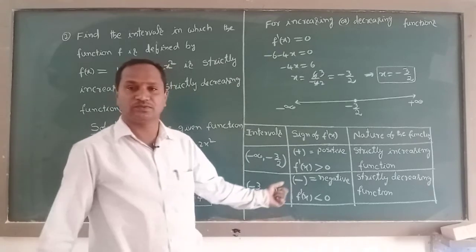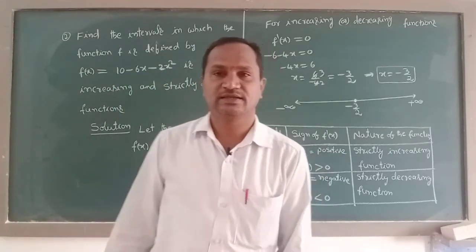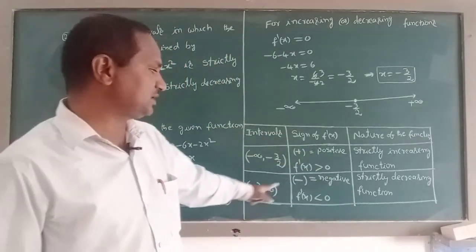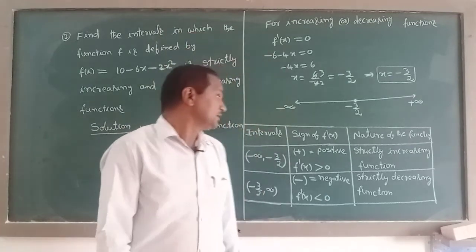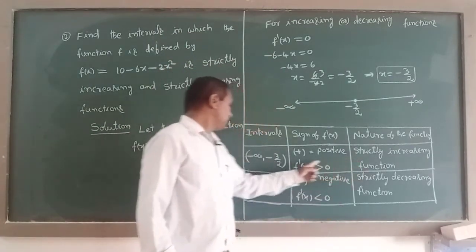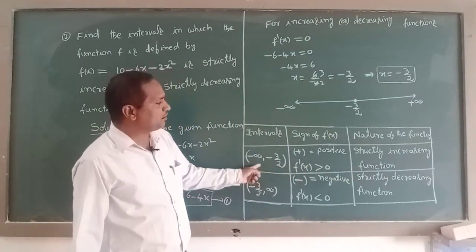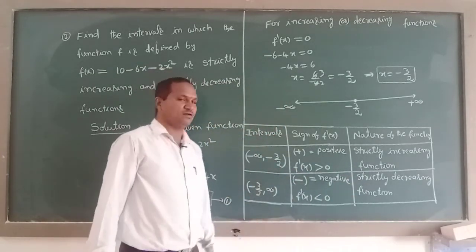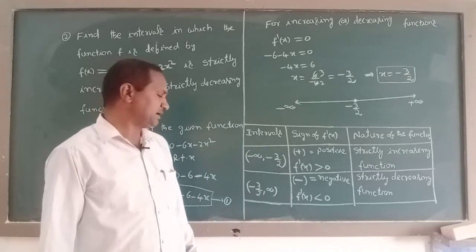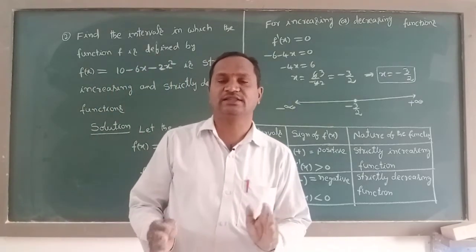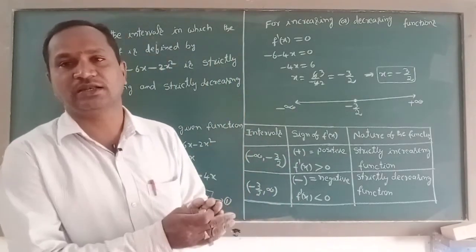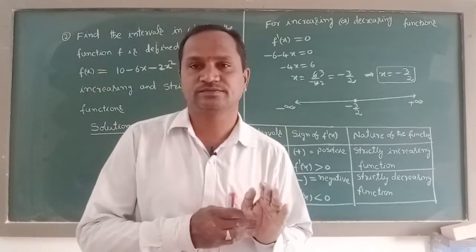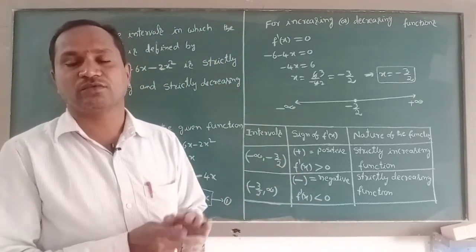Like that we are giving the answer for this. Strictly increasing in the interval minus infinity comma minus 3 by 2. Strictly decreasing in the interval minus 3 by 2 comma infinity. Like that we are giving the solution for this question. Now we are going to solve another question.